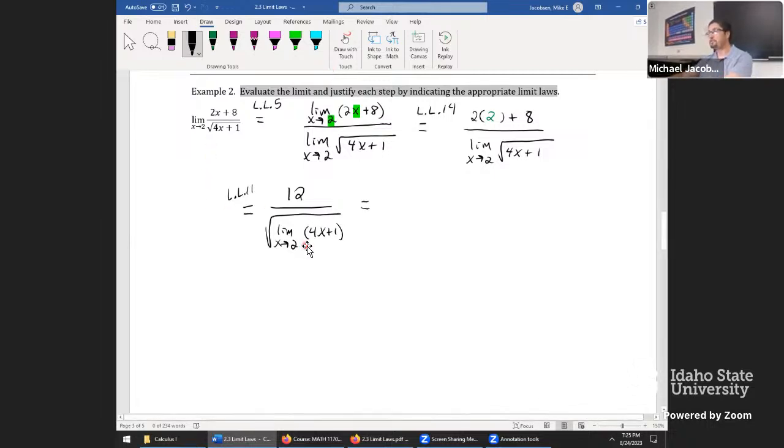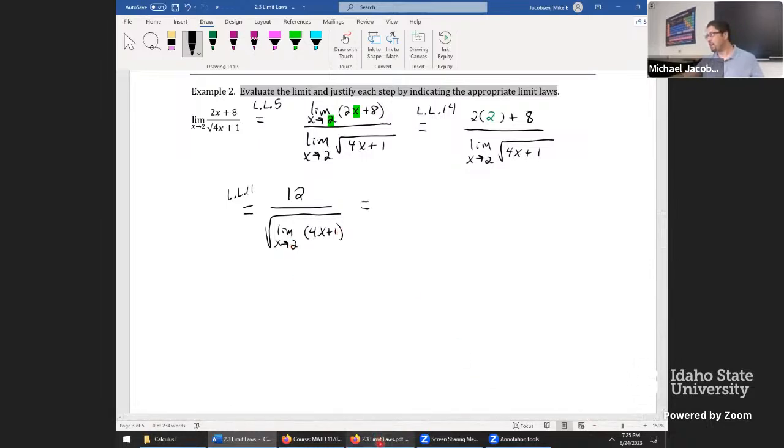Right down here, this is going to be limit law 14 once again, using direct substitution, because 4x plus 1 is now a polynomial. We're just taking the square root of that result right there. So one more step and we'll be in business.